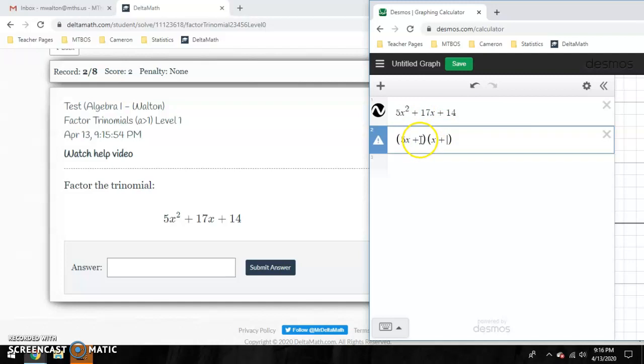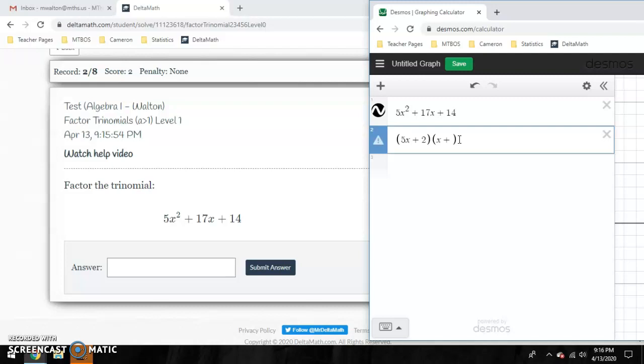All right. And let's go and look. 14. I could start with 1 and 14. However, 5 times 14 is 70. That's going to be way too big. I could do 14 and 1. 5x times x is 5x squared. And then this will be 14x plus 5x. That will be 19x.